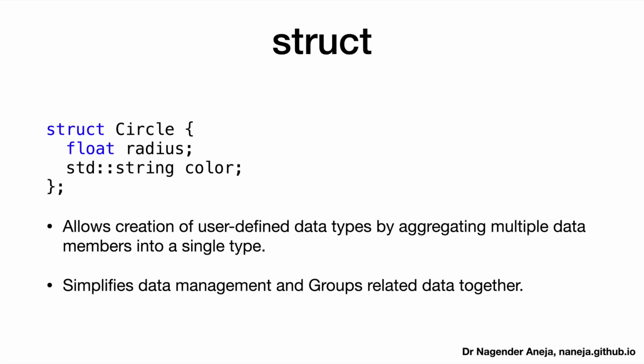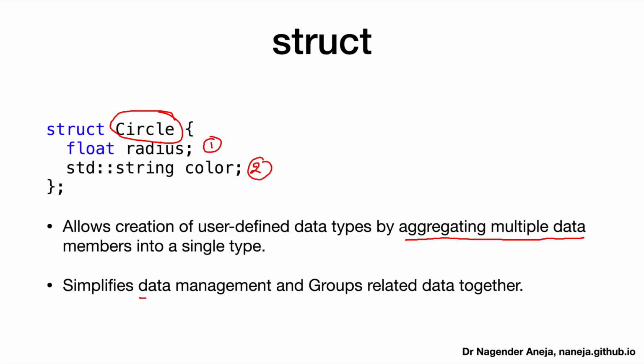And circle, as we know, can have a radius. And let's say that it has another attribute, which is a color. And color is a string type, radius is a float. So this circle is a user-defined data type that can have two further attributes. So the structure allows creation of user-defined data types by aggregating multiple data members. So what we are going to do here is we are aggregating the multiple data members. So we have one data member radius, second data member color, and we have aggregated to create a new data type which is called the circle.